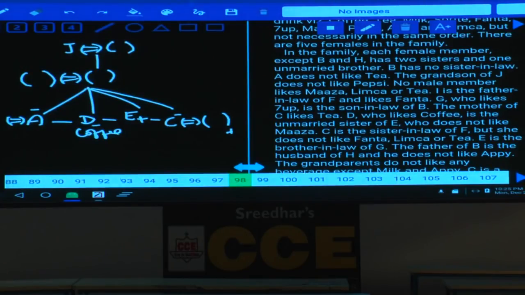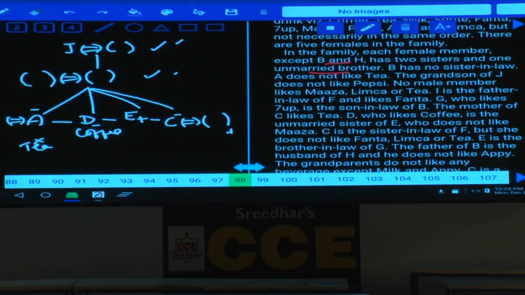Next, B and H. What about B and H? One must be in this group and one must be in this couple, one male and a female. If B is here, H will be here, or if H is here, B will be here. Has two sisters and unmarried. B has no sister-in-law. As B has no sister-in-law, B must be either in the second group or in the third group. And A does not like tea. Now this A does not like tea.